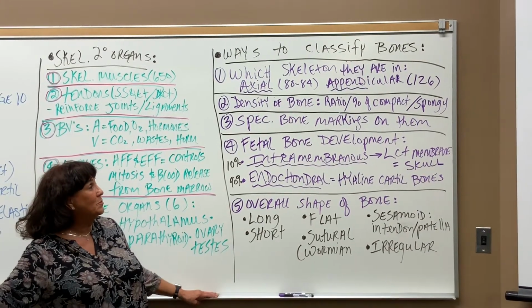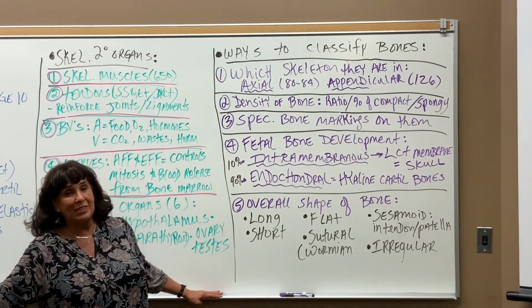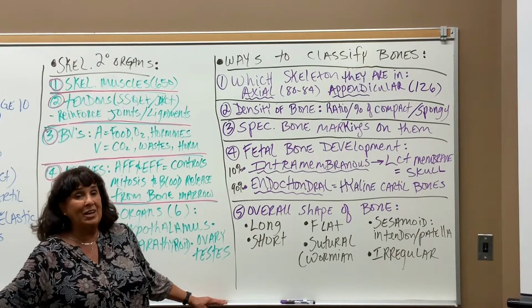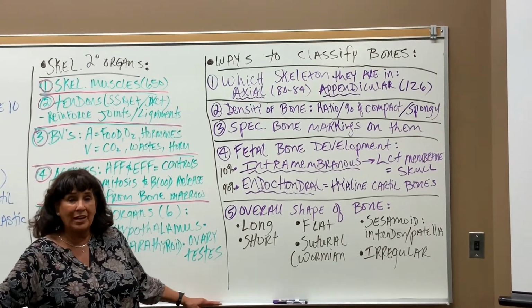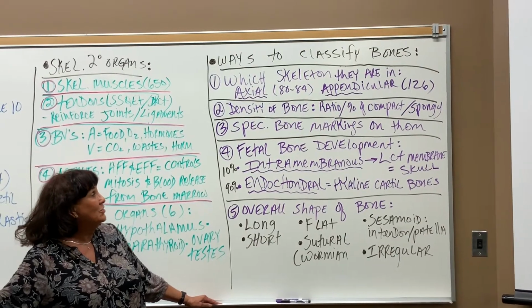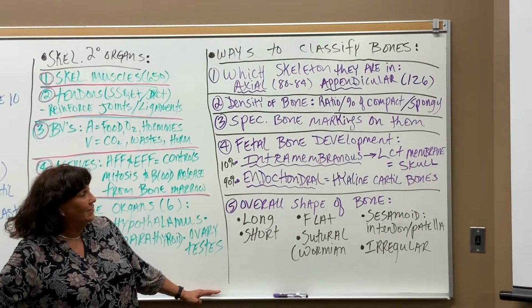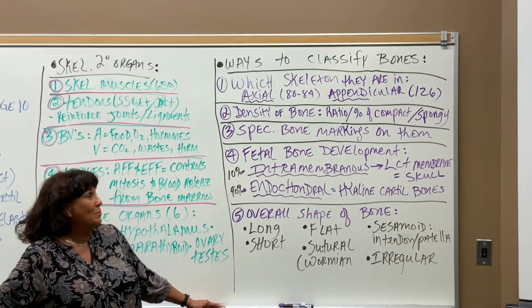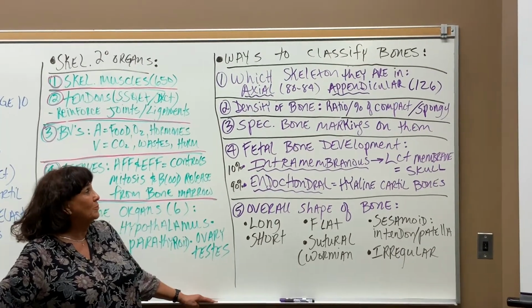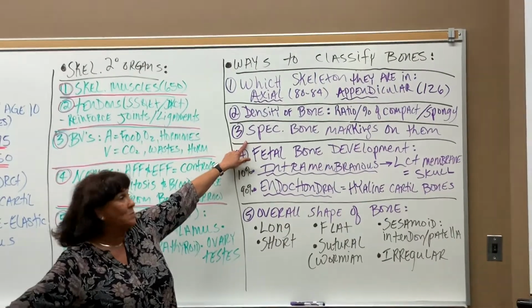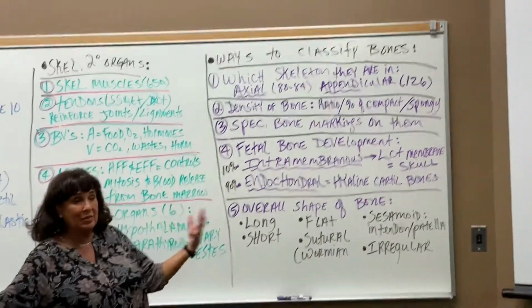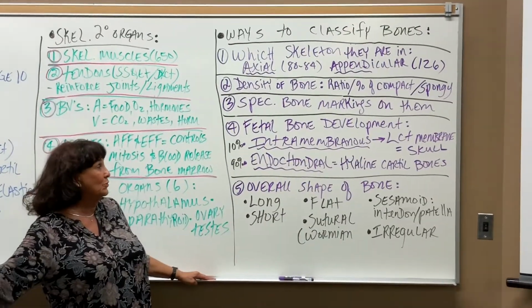And what are some of the easiest bones that have the least amount of compact and lots of spongy? Your ribs, easy to break or crack. And so those would be examples of which dominates, the compact or the spongy. And then specific bone markings on the bone themselves help give a clue as to what bone you're looking at.